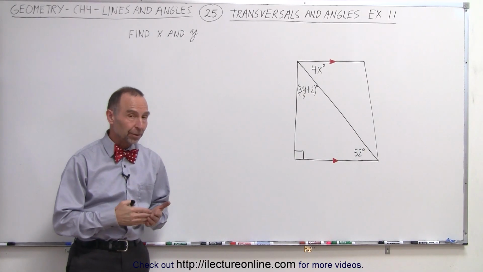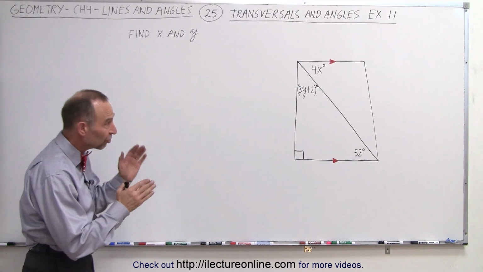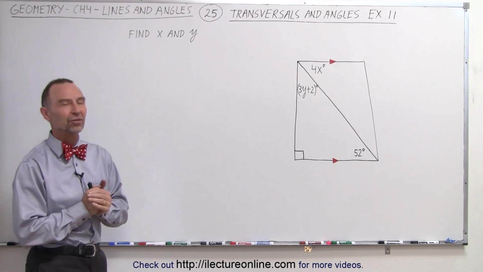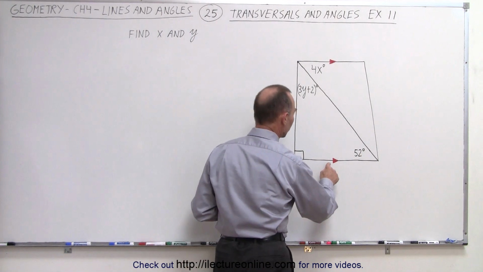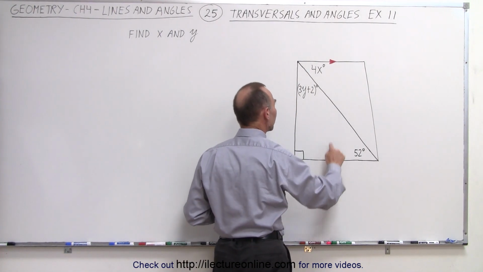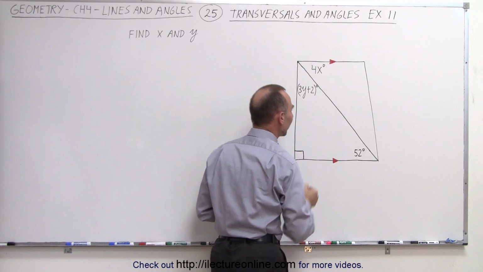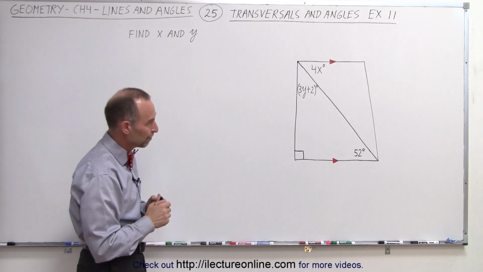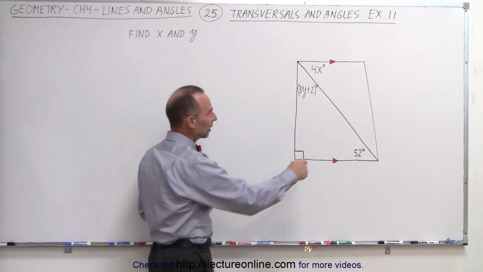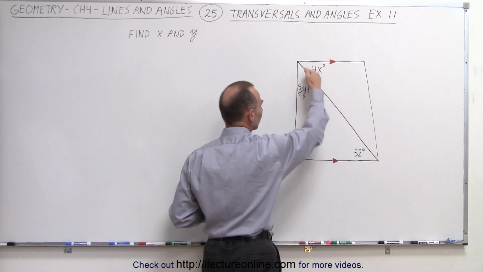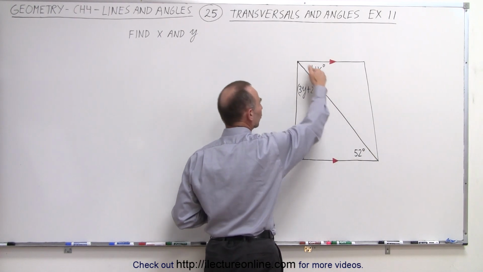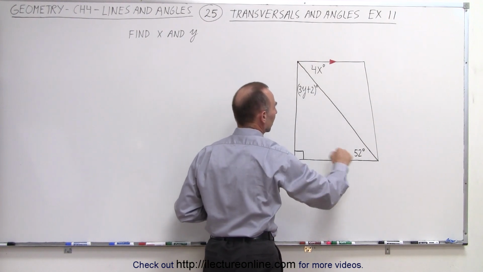Here's our next example. Again, it can be quite challenging to see how to attack some of these problems. Here we're given an interesting figure, but we're indicated that these two lines are parallel to one another, and we're trying to find the value for x and y. Now, if you take a look at this line right here, the diagonal, and these two lines, then you realize that this here is a transversal to these two parallel lines.